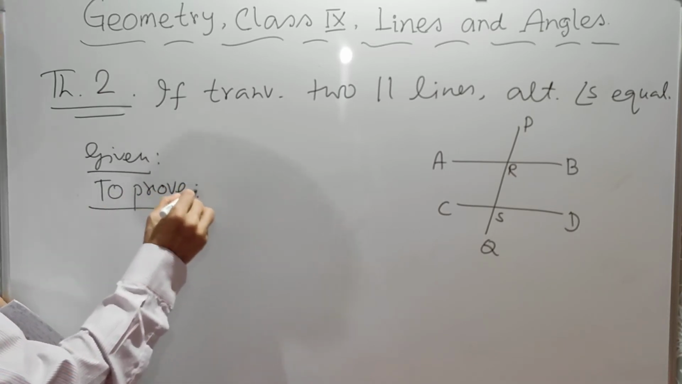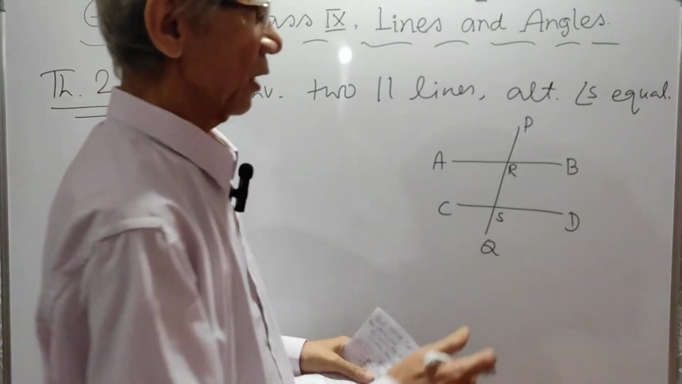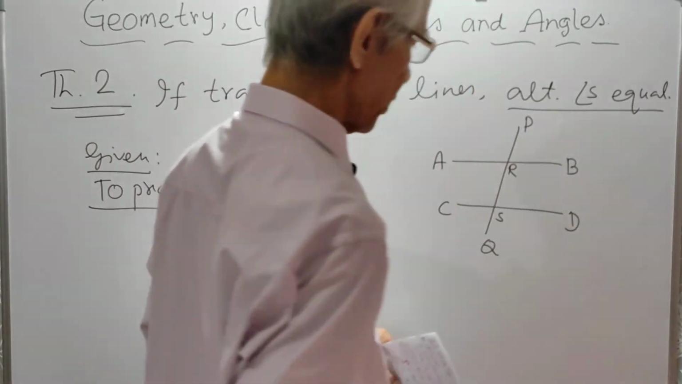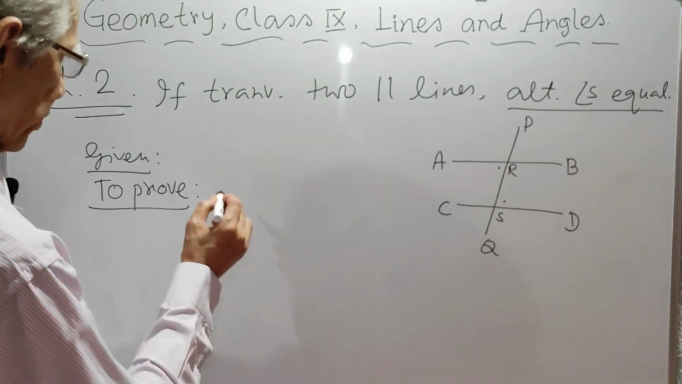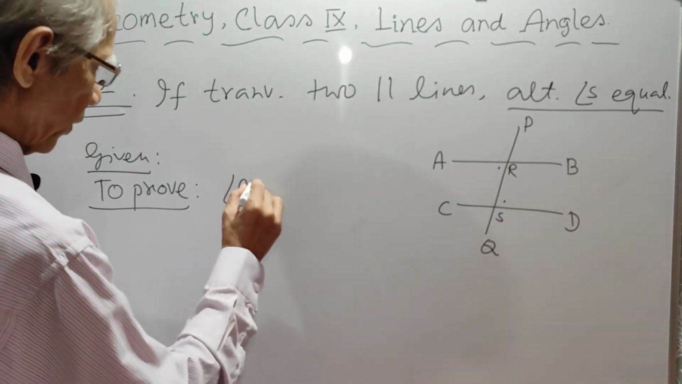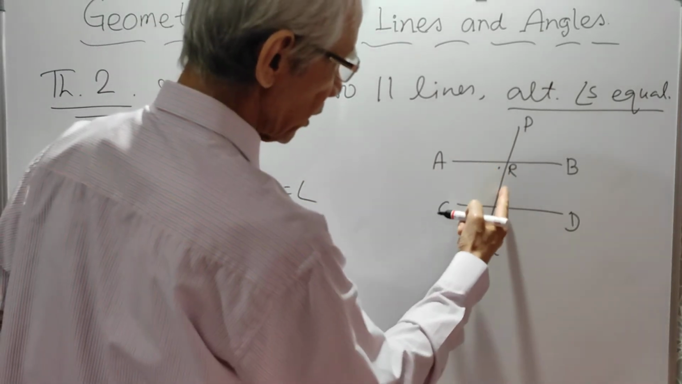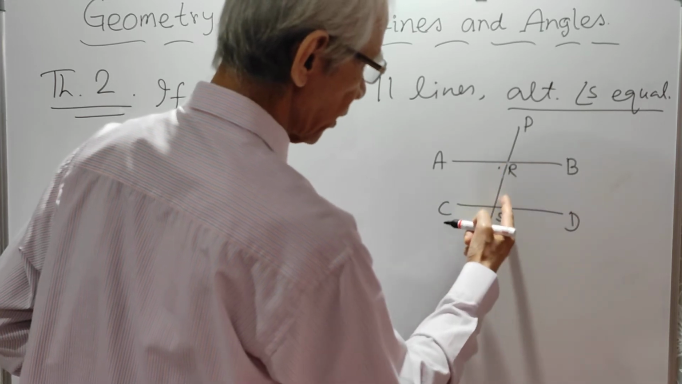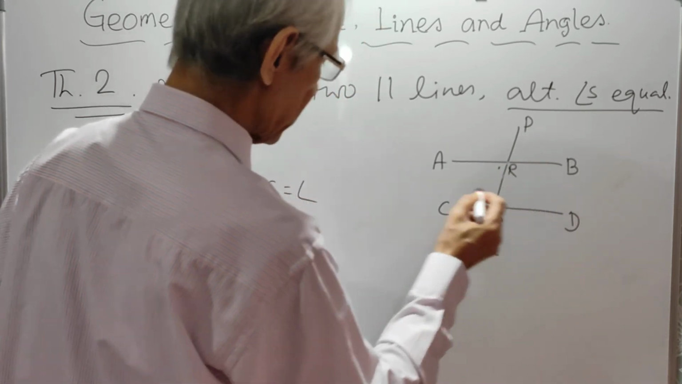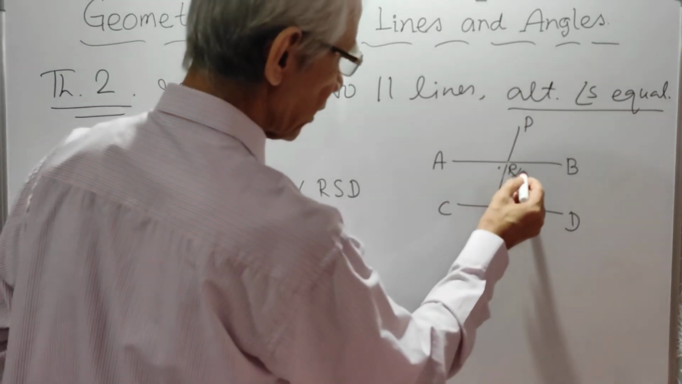To prove. Now what to prove? You have to prove alternate angles are equal. That means you have to prove this angle equal to this angle: ARS equal to RSD. This is the alternate angle Z, as I told you before. This equal to this, RSD. And this angle equal to this angle.